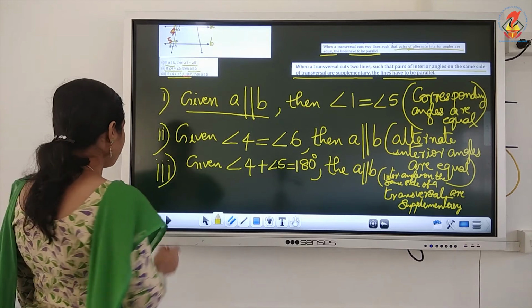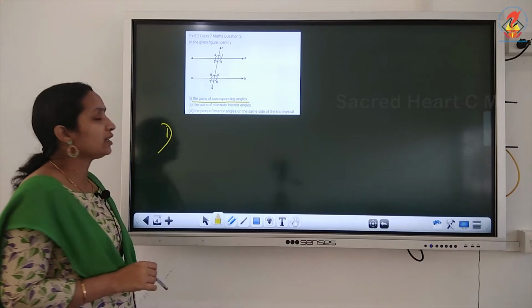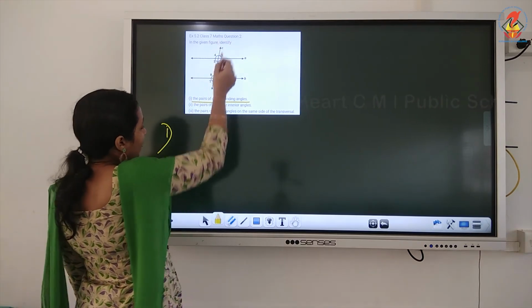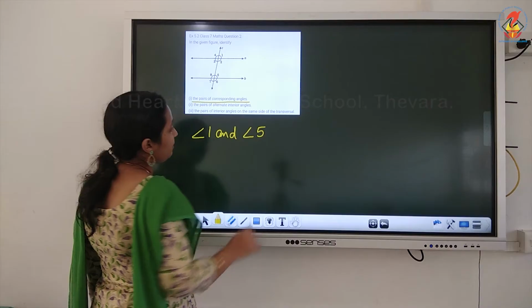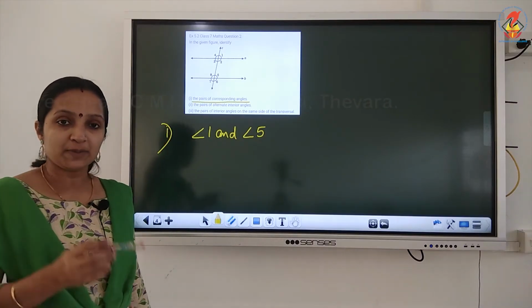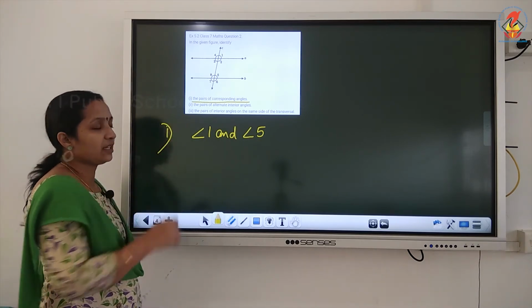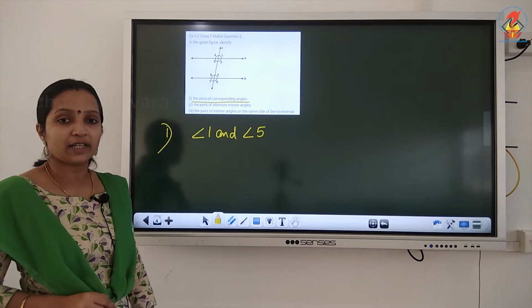Now, move to the next question. In the given figure, identify the pairs of corresponding angles. We have to find the pairs of corresponding angles. Which are the corresponding angles here? Corresponding angles means what? Angle 1 and angle 5 are one pair of corresponding angles, same side of the transversal, different vertex, and one is exterior and one is interior. Okay. So, angle 1 and angle 5 are corresponding angles.